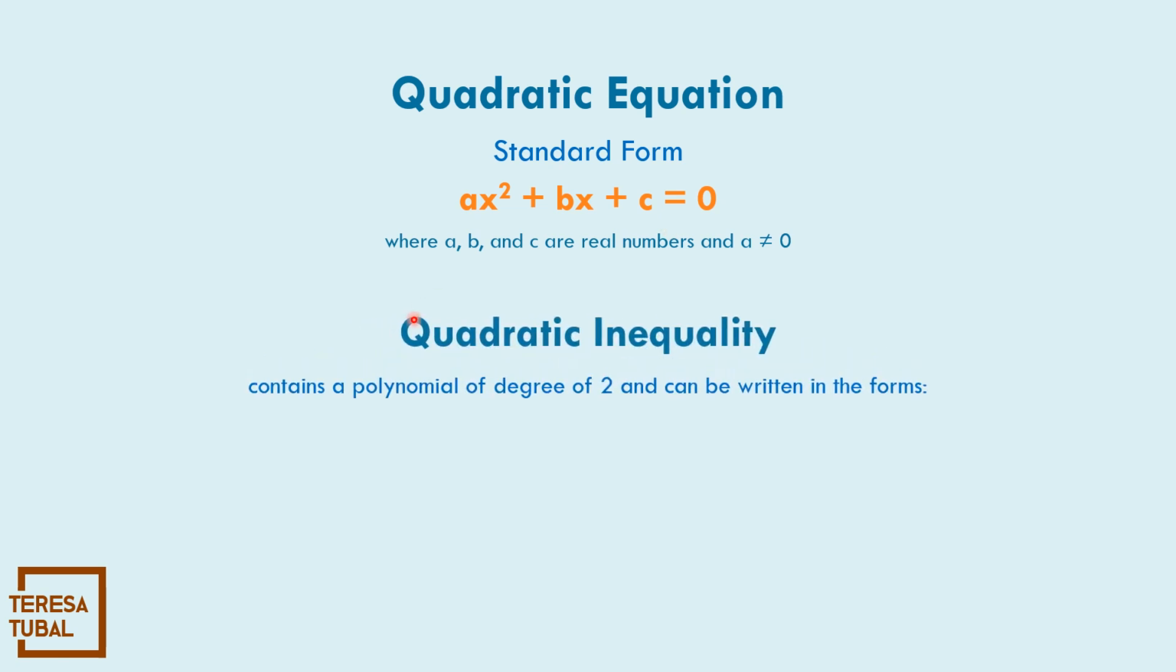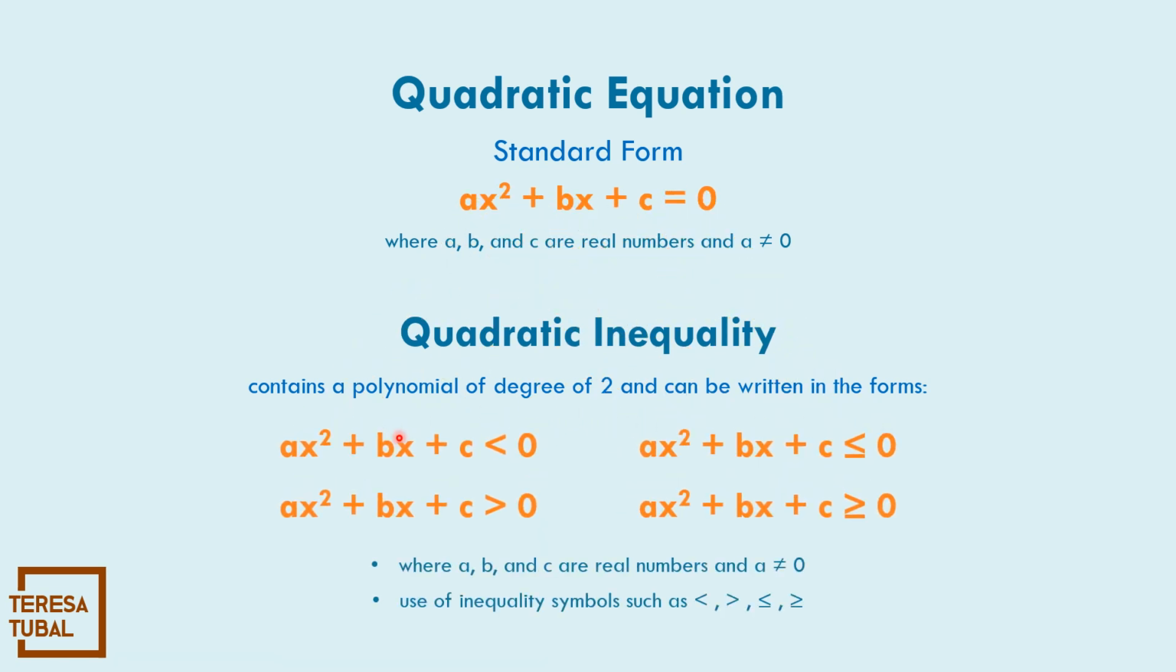How about the quadratic inequality? A quadratic inequality contains a polynomial of degree 2 and can be written in these forms, where a, b, and c are real numbers, but with the use of an inequality symbol such as less than, greater than, less than or equal to, or greater than or equal to.